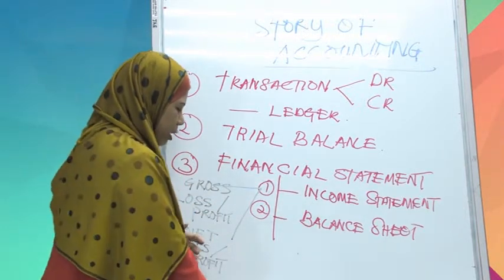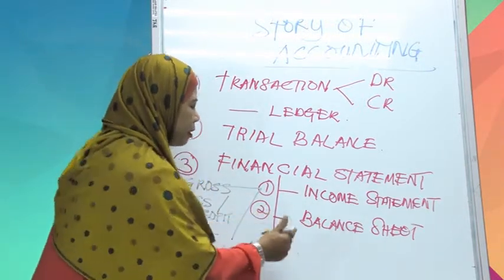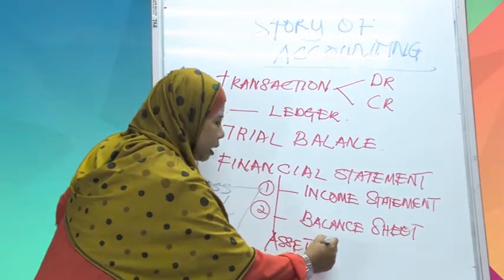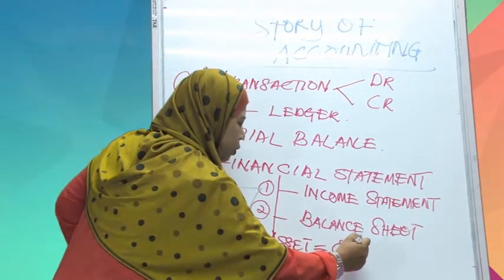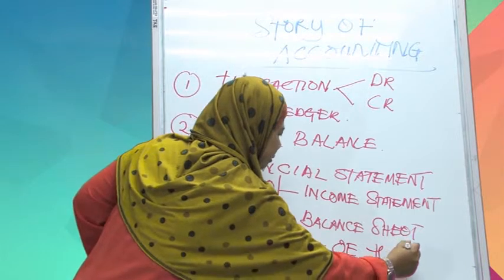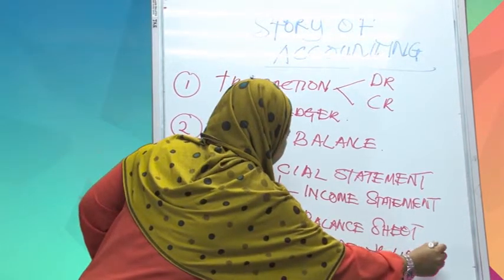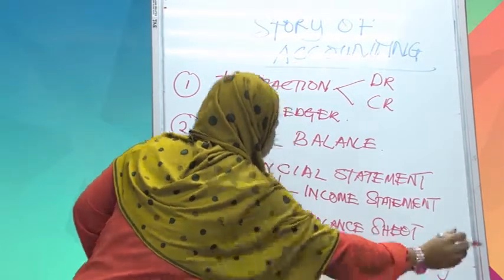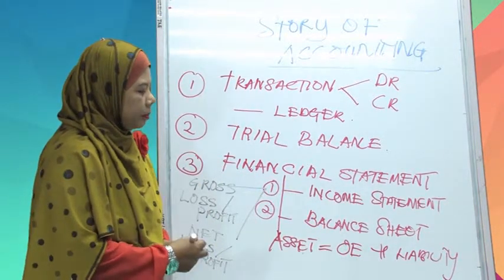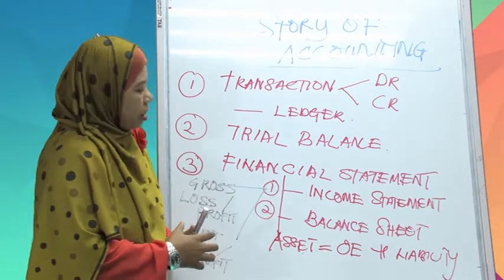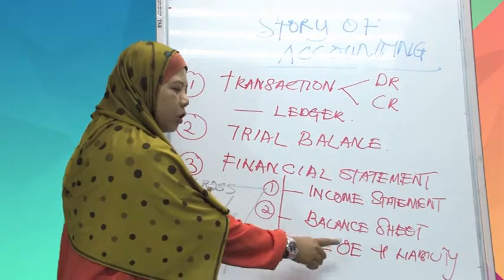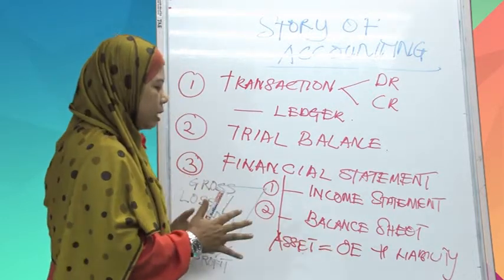Here in the balance sheet, we have assets equal owner equity plus liability. Balance sheet means one statement where we show assets equal owner equity plus liability.